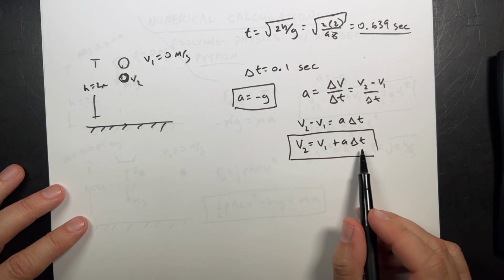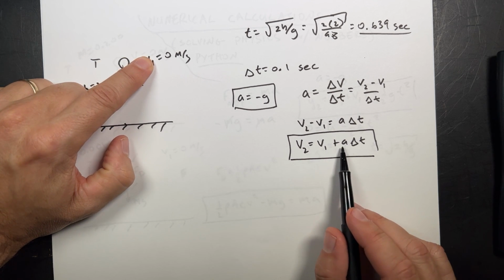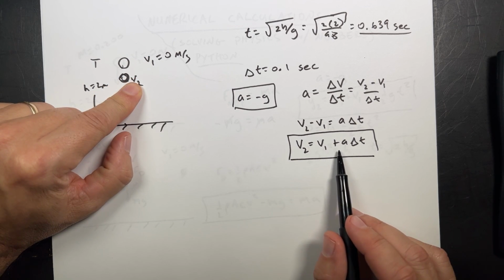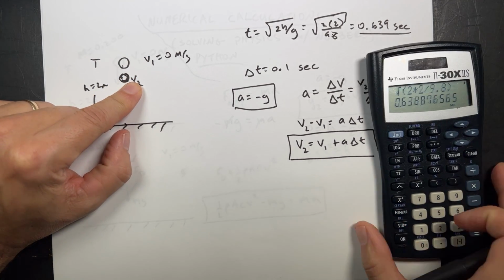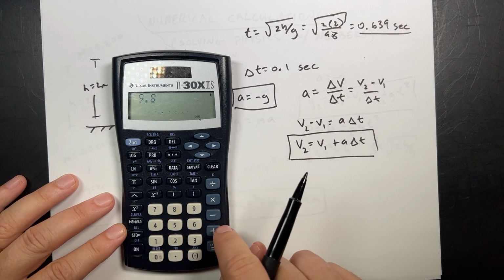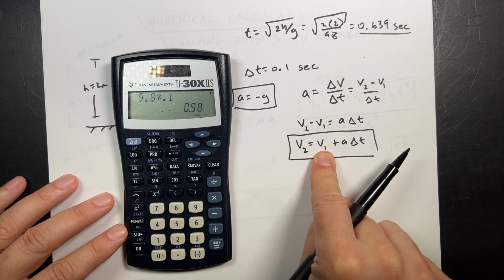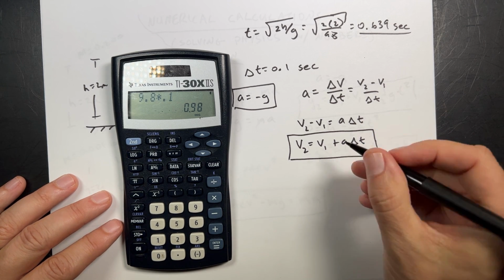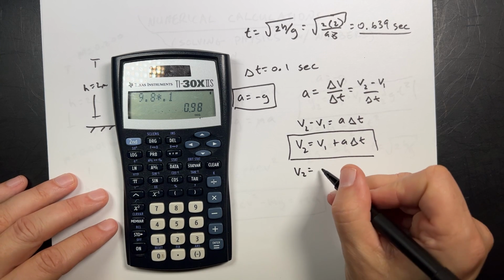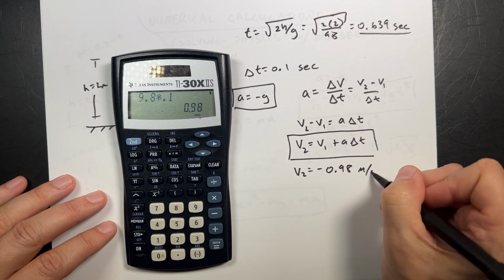So if I want to find it after delta t of 0.1 seconds, I just need to know the starting velocity, the acceleration, and I just calculate it. We can even do this. Let's do it. Clear. So 9.8 times 0.1, which again I didn't have to do, plus 0. This is negative 9.8. So I get v2 is negative 0.98 meters per second.